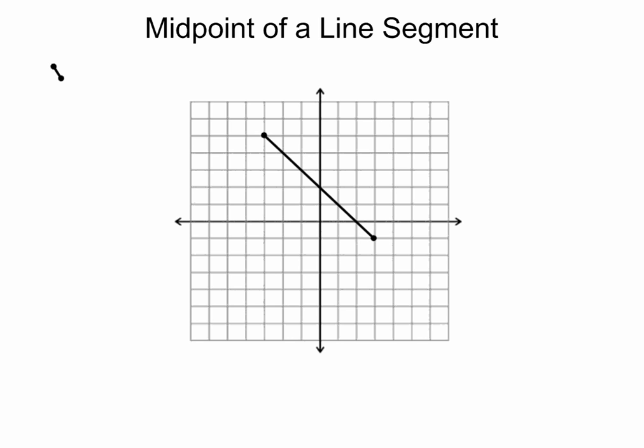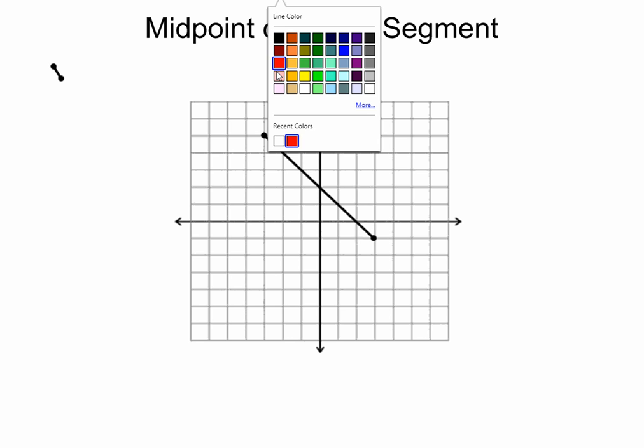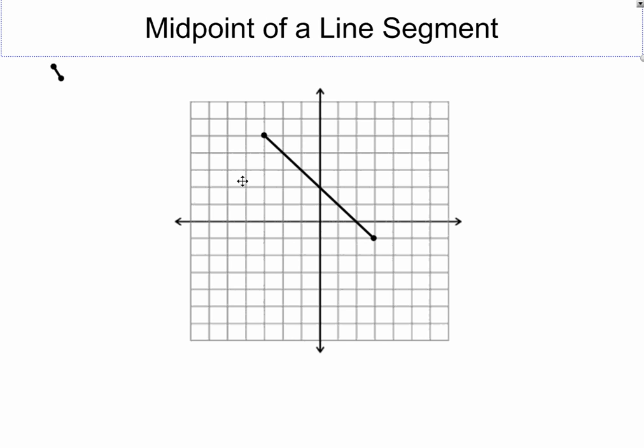There's a couple of different ways we can do this. Looking at it visually like this, I'm going to find halfway between these two points vertically, and then halfway horizontally. And where those two things meet up is going to be the midpoint of this line segment. So here we go.